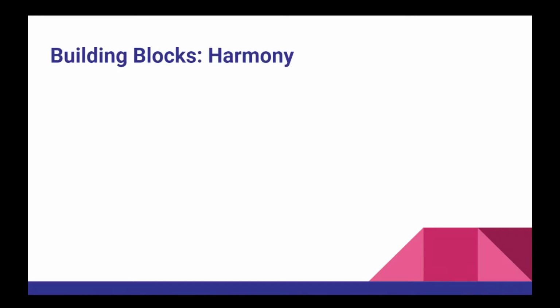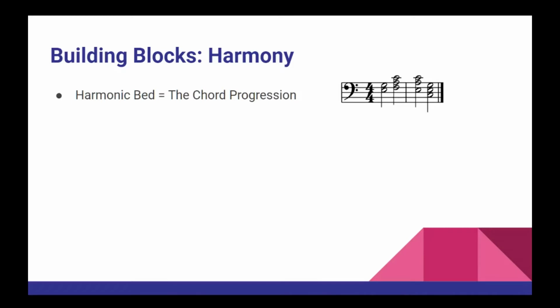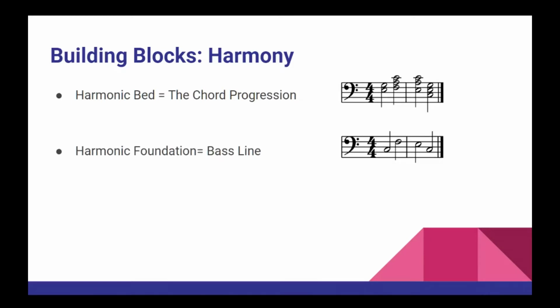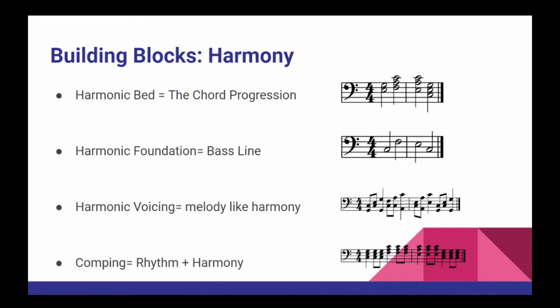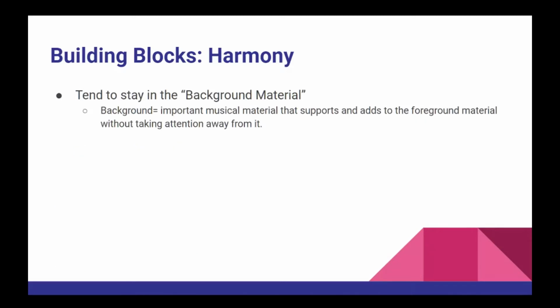It consists of several subcategories. There's the harmonic bed, which is the chord progression. There's harmonic foundation, which is the bass line. There is harmonic voicing, which is sort of like if the melody and harmony got together and had a kid. And then there's comping, which is a more rhythmic approach in which the chords are used to play an important rhythm. All of these tend to stay in the background material. They're important, but usually shouldn't be so prominent that the audience can't or doesn't notice the melody.